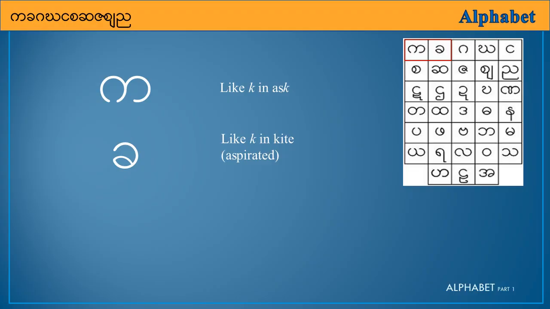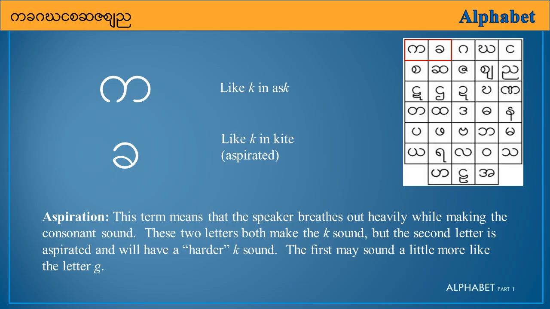The first has a softer sound. Honestly, sometimes it sounds like a G. So to understand what's going on, we need to talk about something that's called aspiration. This means that you're going to breathe out heavily while making the consonant sound.